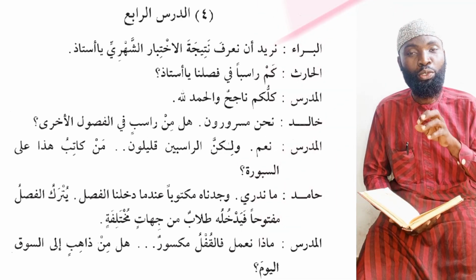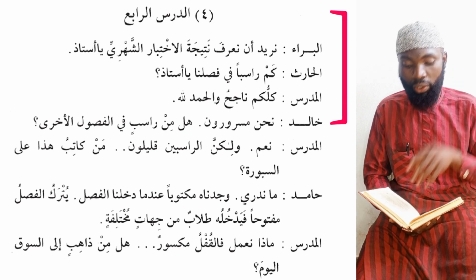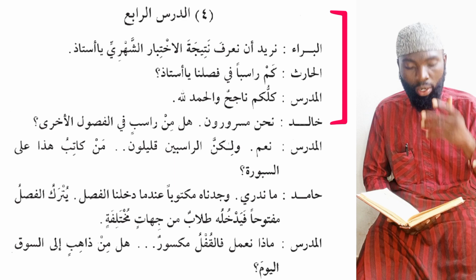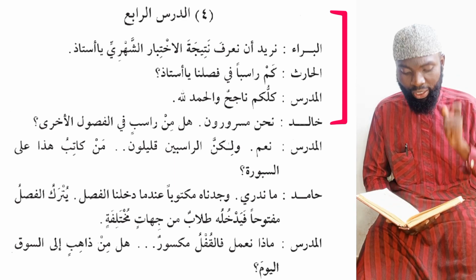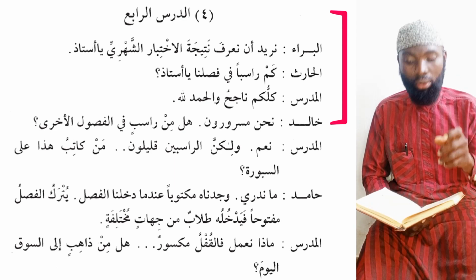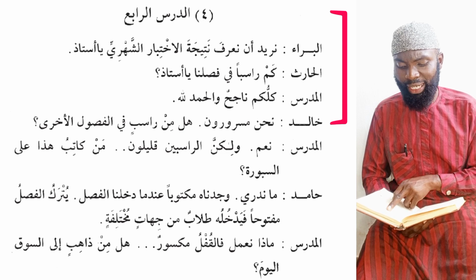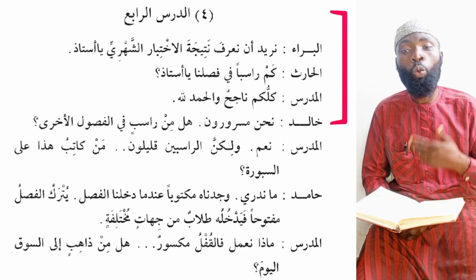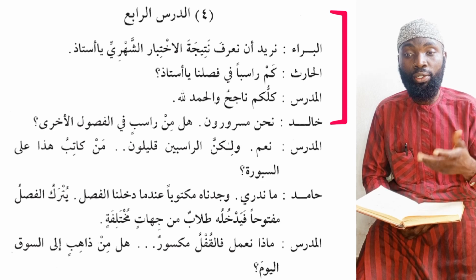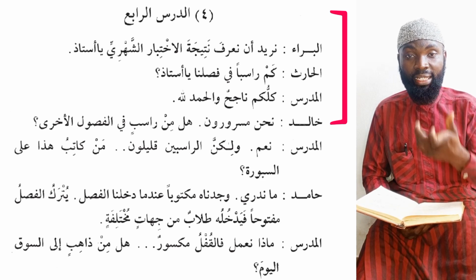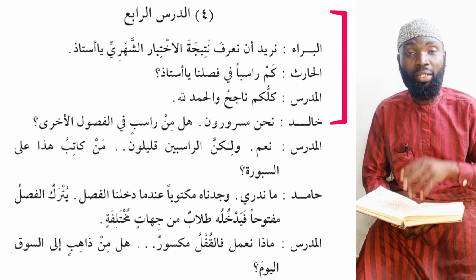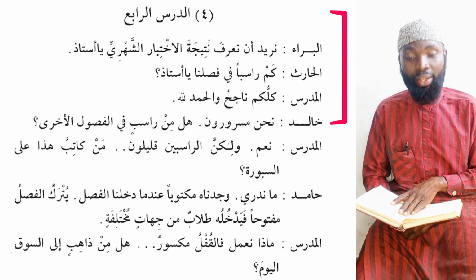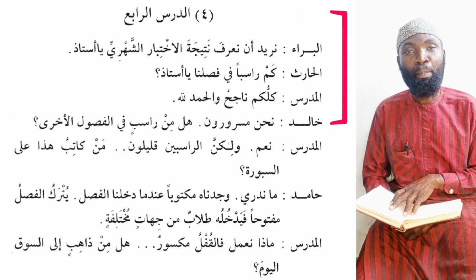Now we move on to Ad-Darus al-Rabi' from book 3 of Durus al-Lughat, and here we have a conversation between Al-Barra'u, Al-Harithu, Khalidu, the teacher and the rest of them. Now Al-Barra says, "We want to know the results of the monthly tests, Ustaz." We want to know the results of the monthly tests. Barra is telling the teacher that they want to know the result of their test. Al-Harithu said, "Kam rasiban?"